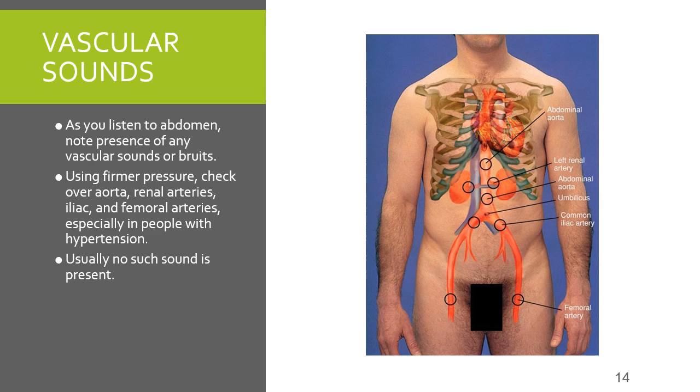So listen over the aorta itself, up where you see just below the xiphoid process, and then again just above the umbilicus, and then kind of off to the side halfway in between those to listen to the renal arteries. Just below the umbilicus on each side you can listen to the iliac arteries, and then where you feel for femoral pulses you can auscultate the femoral arteries. So a normal finding would be no sound at all. But patients who have hypertension, especially chronic hypertension, are more likely to have bruits.